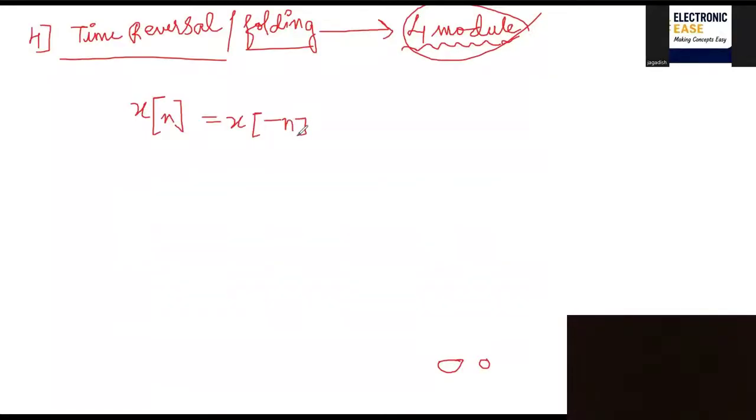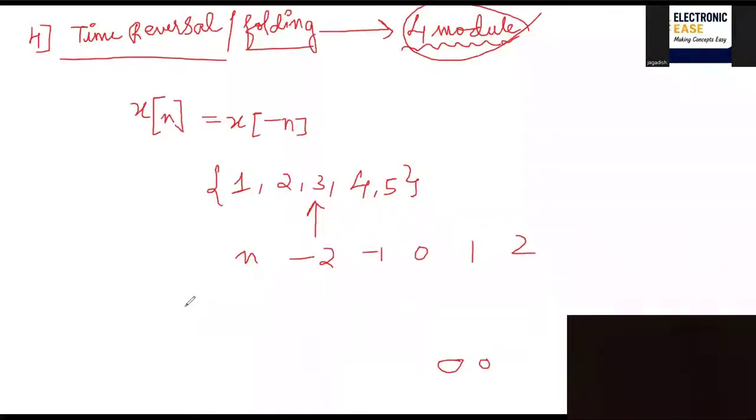So how to plot? I have the values 1, 2, 3, 4, and 5 with me. This is x of n. The n value is ranging from minus 2 to plus 2: minus 2, minus 1, 0, 1, and 2. So x of n is 1, 2, 3, 4, 5.